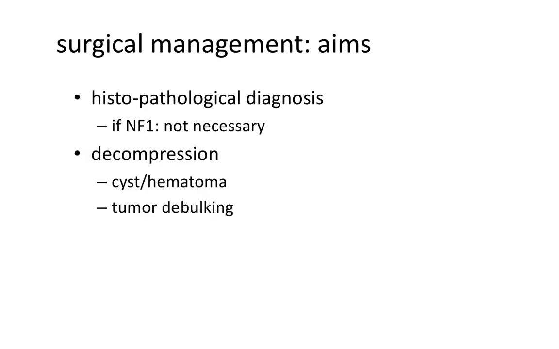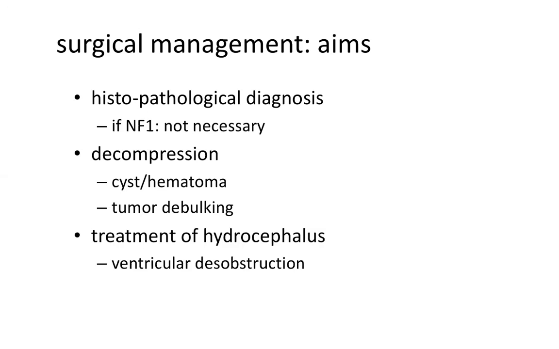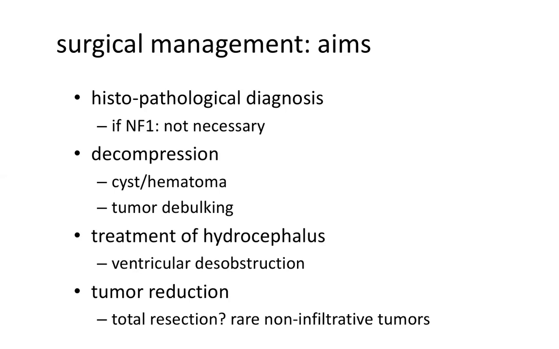It can be decompression when there is a cyst or a hematoma, or tumor debulking, especially in case of hydrocephalus, as we shall say. The treatment of hydrocephalus may need a ventricular disobstruction with tumor removal, or to drain, because ventricular cystostomy is generally not possible unless you do some tumor resection. And tumor reduction can sometimes reach total resection, but it's very rare because most of these tumors are infiltrative. So it happens mostly in an optic nerve glioma, and sometimes in third ventricular tumors.